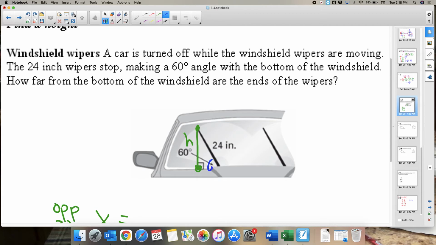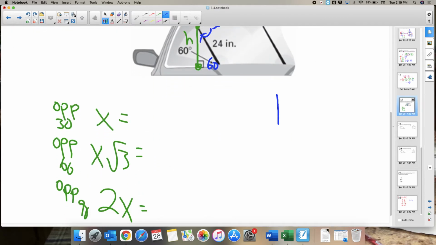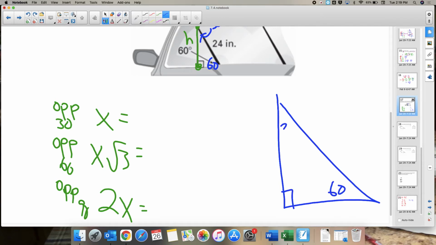This angle down here is 60 degrees, so this angle up here is 30 degrees. Just if I wanted to blow this up, make it bigger, I got 60, 90, 30, 24, and I'm trying to find h. First question you need to ask yourself, do you know the side that is opposite of 30, which would have been down here? Do you know the side that's opposite of 60, which would have been here? Or do we know the side that's opposite of 90, which is here?